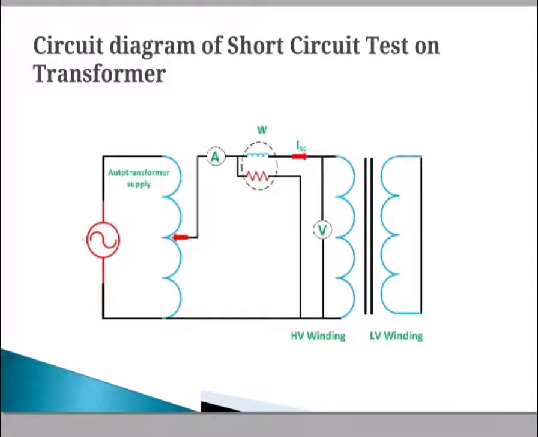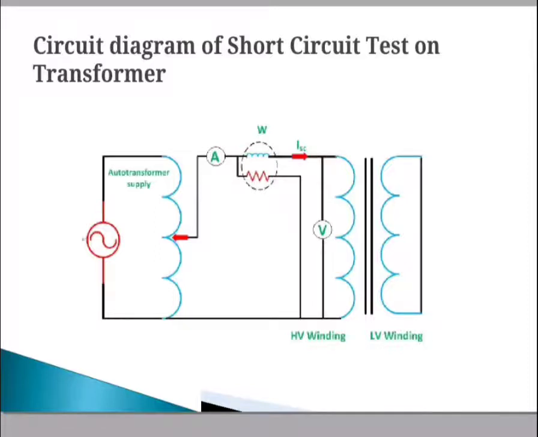We have shown here in the figure that the wattmeter, ammeter and voltmeter are connected on the primary side, that is the HV winding, and on the LV winding we have to short the secondary winding of the transformer. The ammeter is used for measuring the current on the primary side, the wattmeter is used for measuring the power, and the voltmeter is used for measuring the voltage on the primary side.